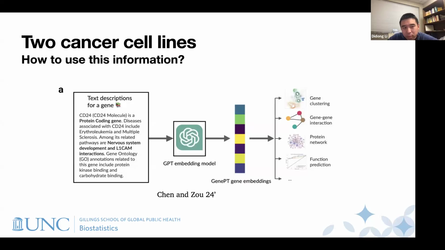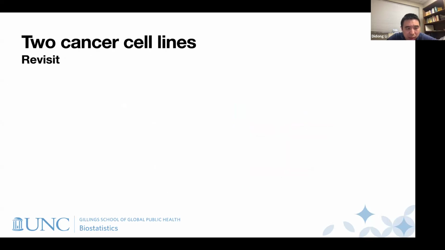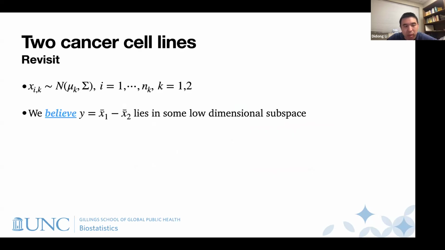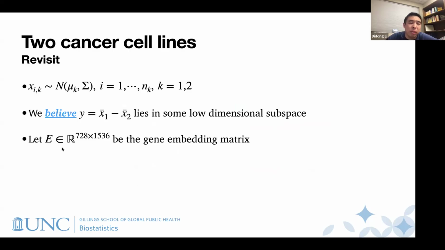That's the motivation. Go back to our hypothesis testing problem. This is our assumption, this is our belief. And then from this embedding of this large model on the GeneCards description, we get this embedding matrix E. Each row is a gene. Each column is just a magic feature from this LLM. We have zero control on that. The 1536 dimension is just set by OpenAI. We cannot change it.